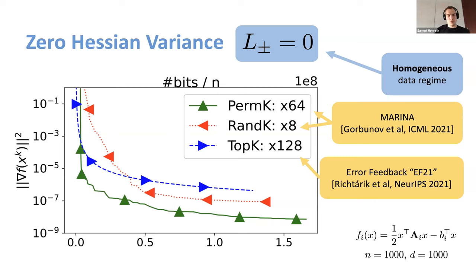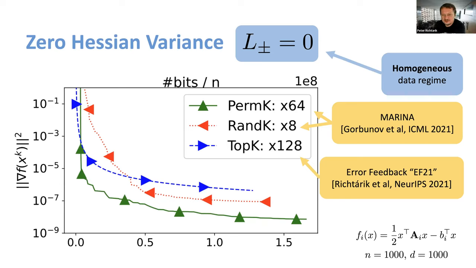Okay, maybe I would start with one question. Because of the quite good performance of top K, did you also think about the following method that would be a permutation K with a combination of top K, where you select the device, then the device returns the highest?